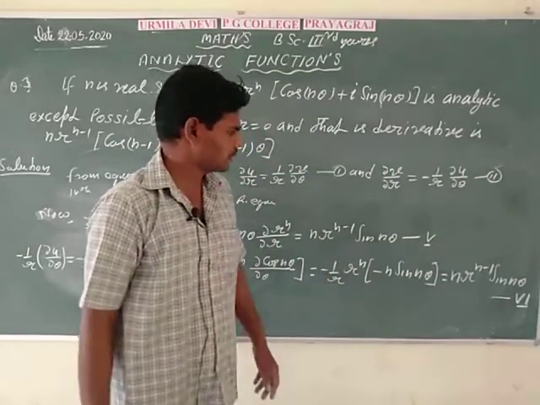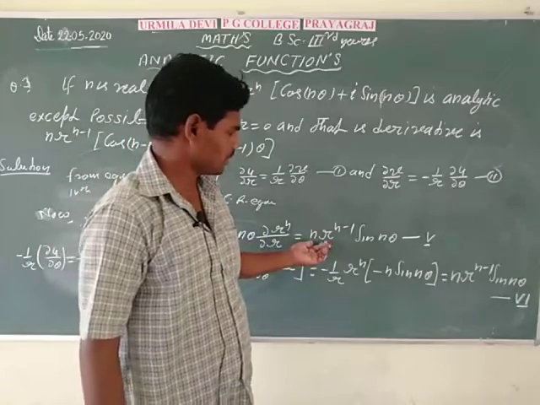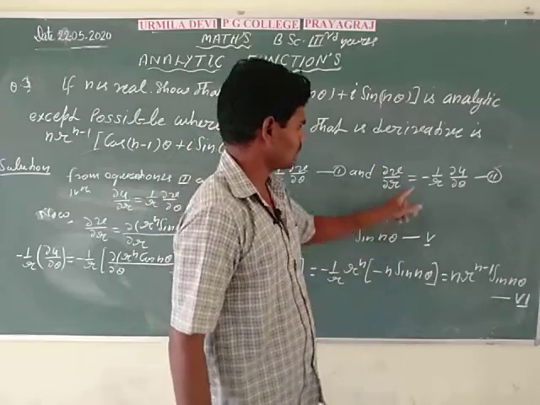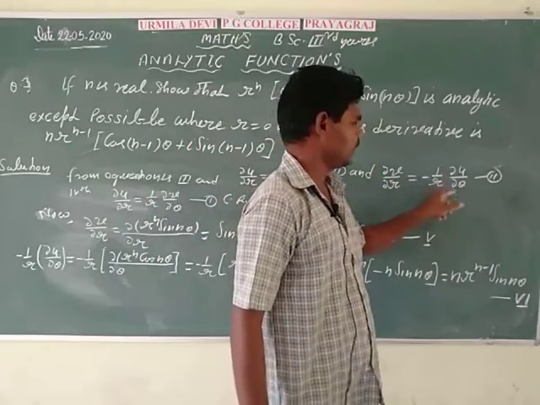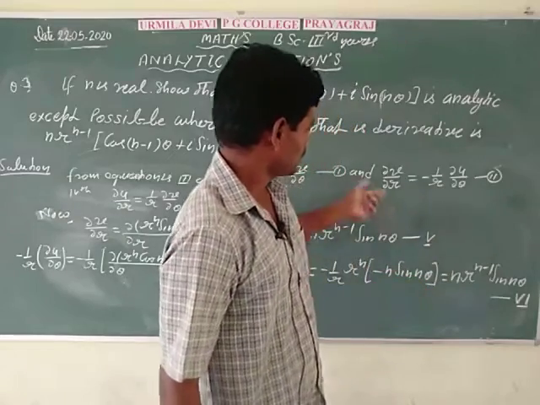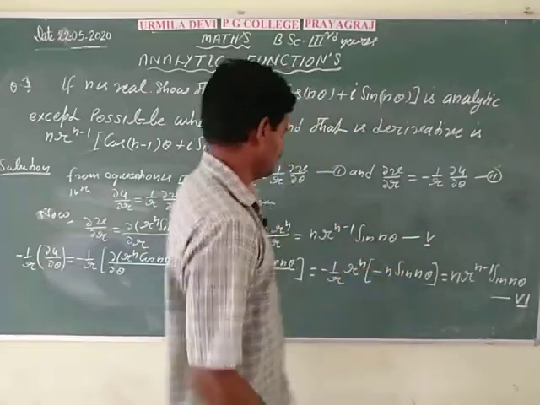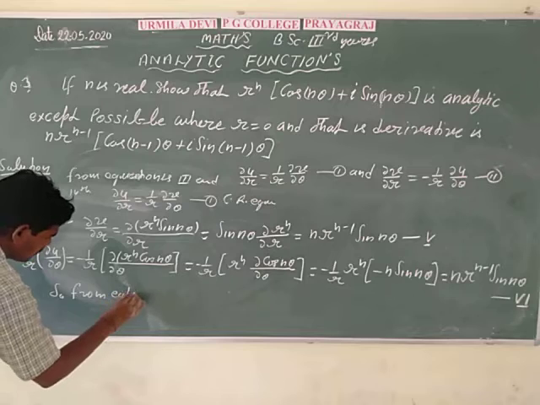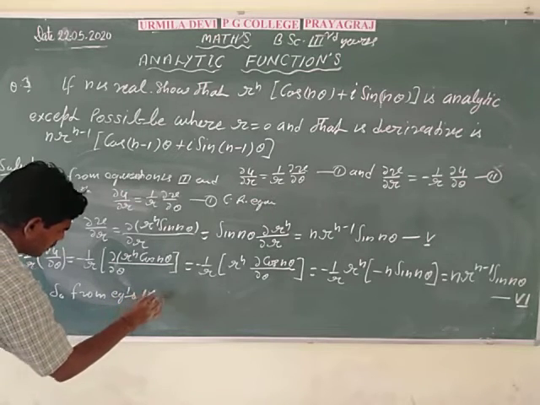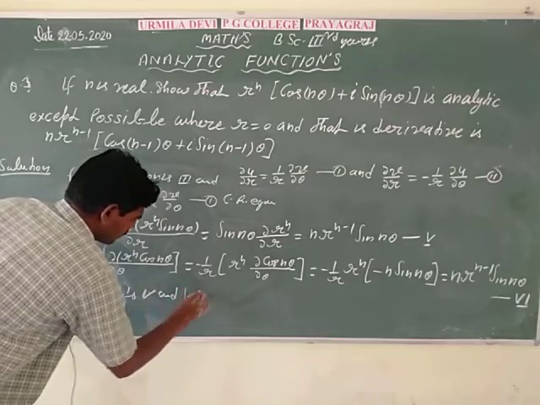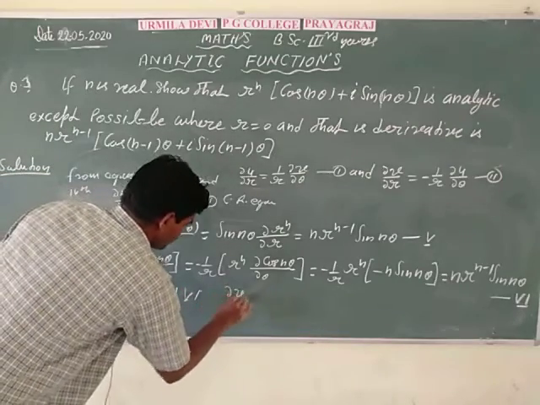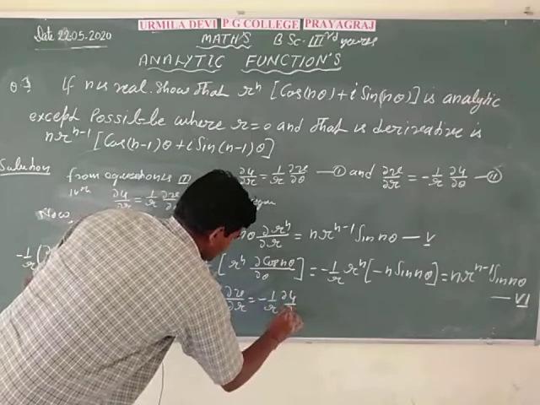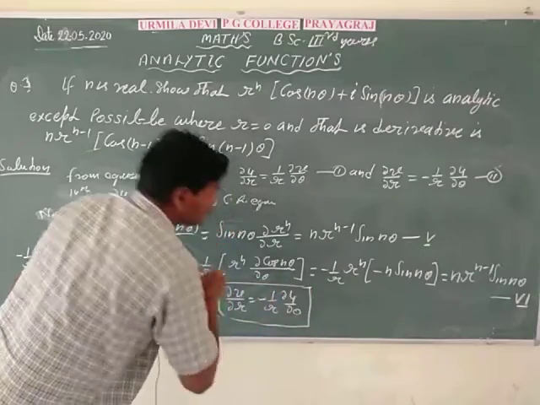So from equation 6 and equation 5, it is clear that del V by del r is equal to minus 1 by r del U by del theta, which is the second equation of CR in polar form. So from equation 4, equation 5 and 6, del V by del r is equal to minus 1 by r del U by del theta.